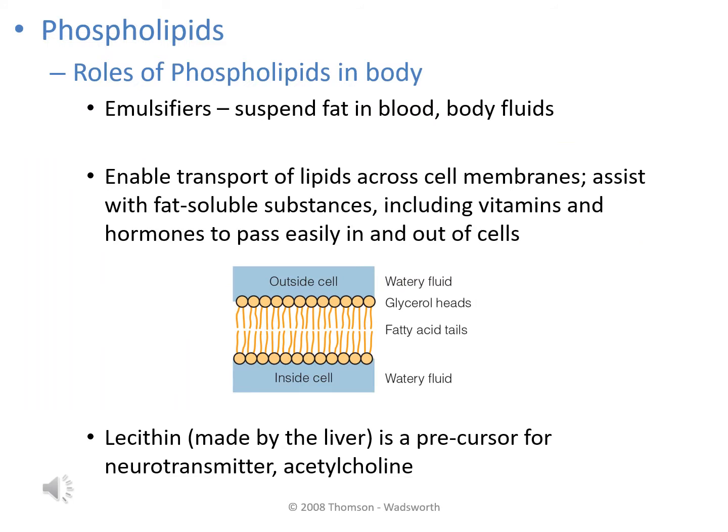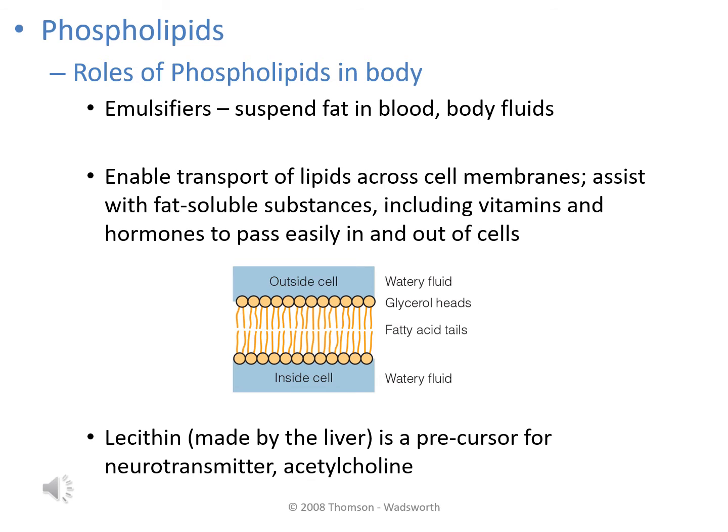Lecithin, as well as other phospholipids, make up parts of our cell membranes. Because phospholipids are soluble in both water and fat, they are very helpful in allowing fat-soluble substances, things like vitamins A, D, E, and K, hormones, to pass easily in and out of cells. They can also work as an emulsifier because they can help keep fats suspended in blood and body fluids.